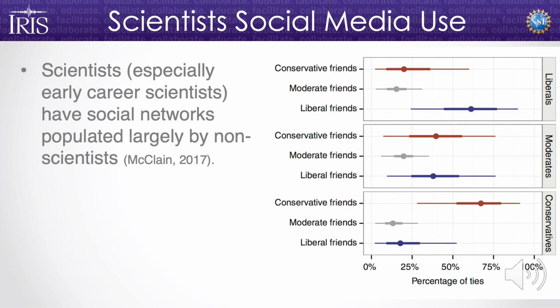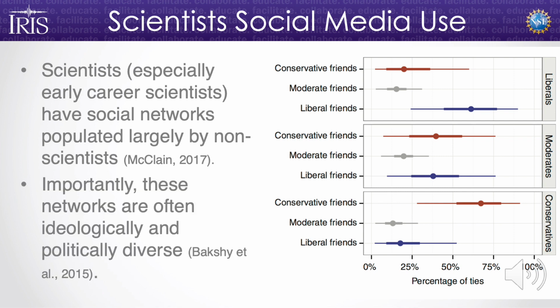And this is important because scientists, especially early career scientists, have social networks that are populated largely by non-scientists, and these networks are often ideologically and politically diverse. So this image is coming from the Bakshi study, and it's looking at people on Facebook. The people rank themselves as liberals, moderates, or conservatives. That's on the right. And then their friends' designations are on the left-hand side. So you can see that those are pretty diverse, particularly for this period of time.